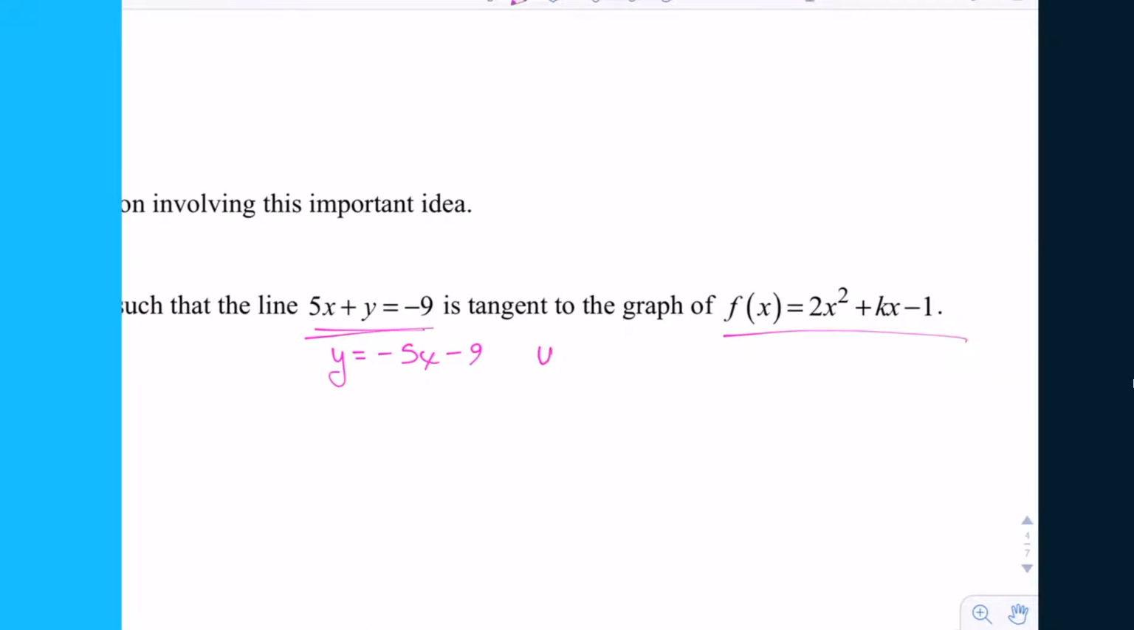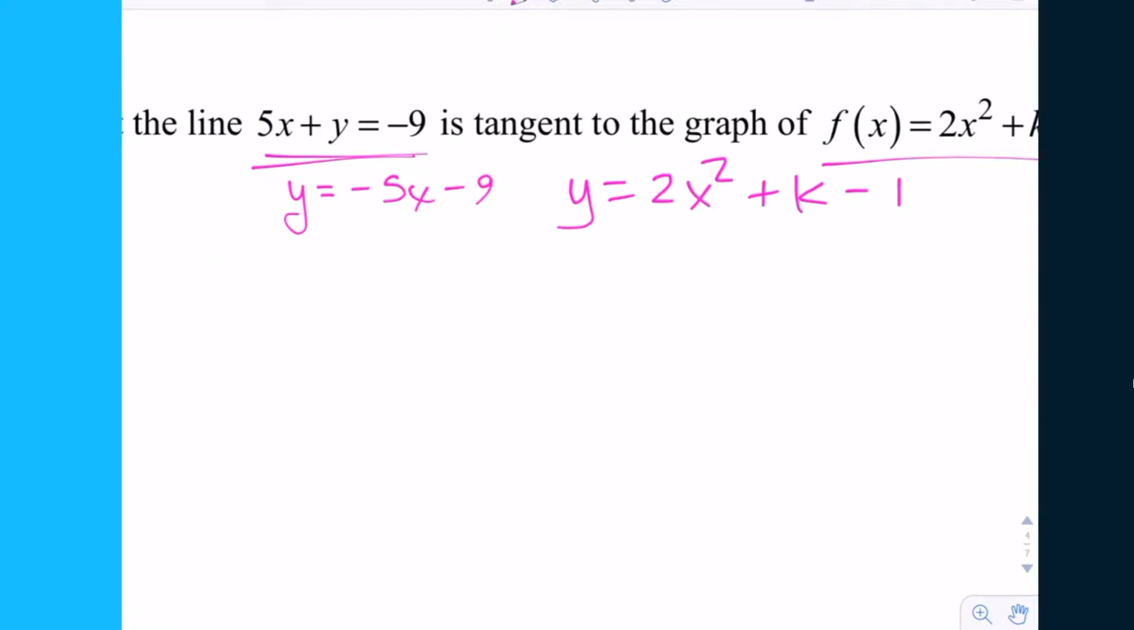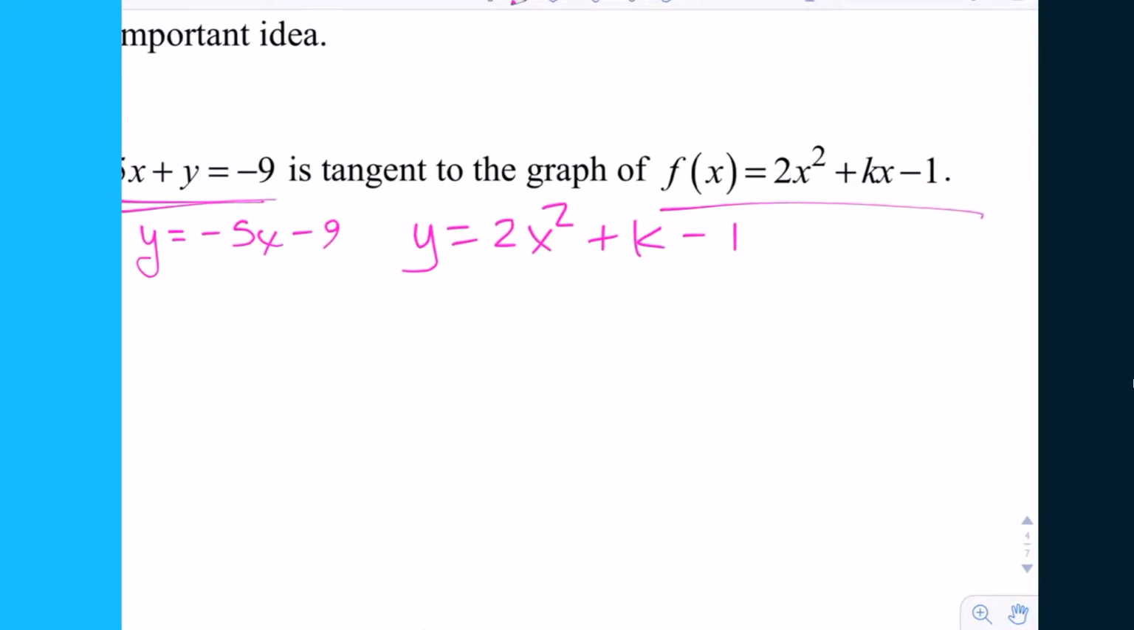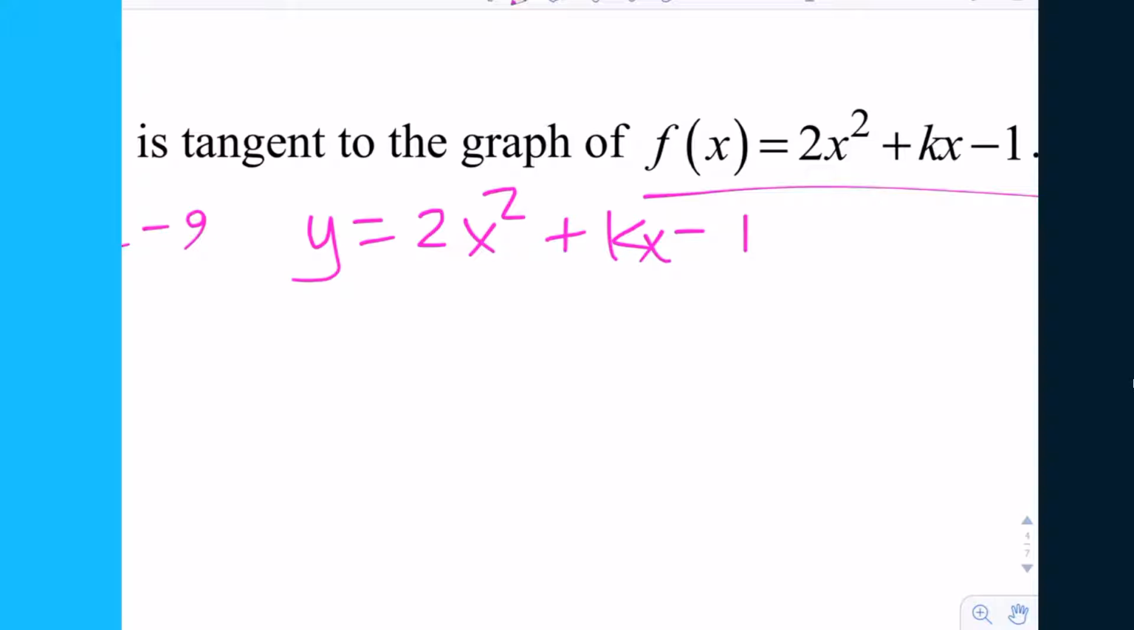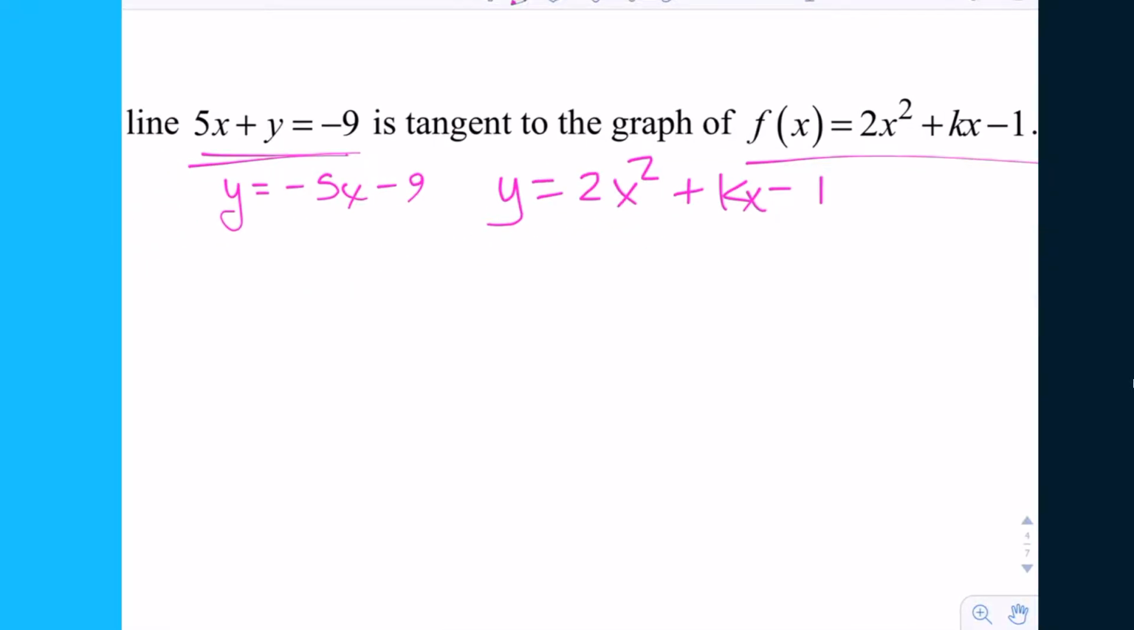And then we have the equation over here, which I'll call y instead of f of x. It's 2x squared plus kx minus 1. Good. So, ooh, I sure did. Thank you, kx. And so because they have the same y value there, now I can set them equal to each other.